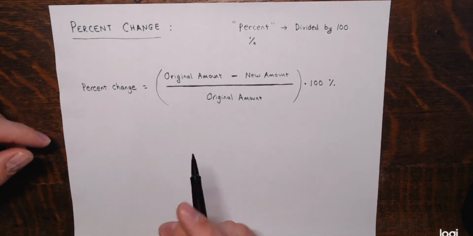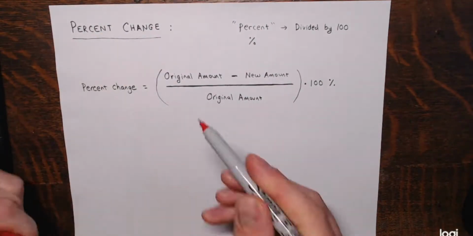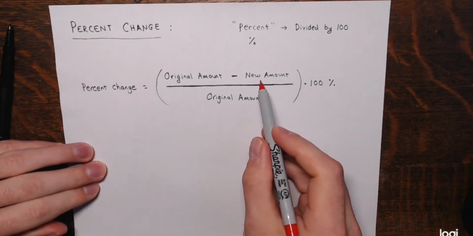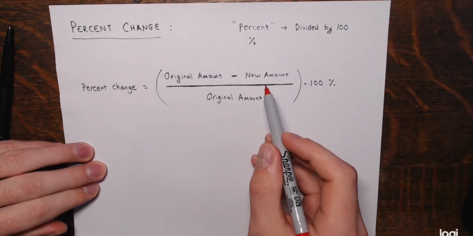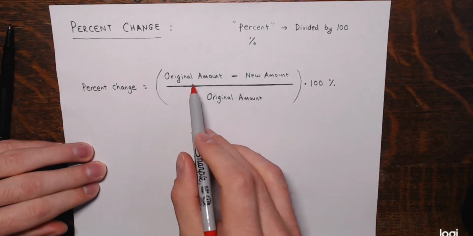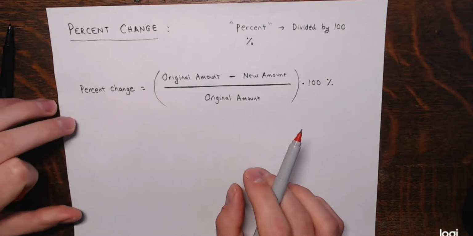Now, if the original amount is bigger than the new amount, then you have a decrease. And if the original amount is smaller than the new amount, then you have an increase.